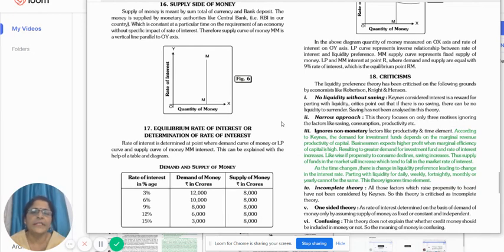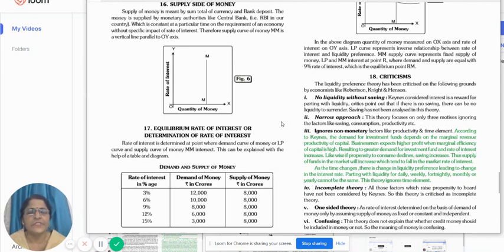According to Keynes, the demand for investment funds depends on the marginal efficiency of capital. A businessman expects higher profit when the marginal efficiency of capital is high, resulting in greater demand for investment funds, and the rate of interest increases. Likewise, if the propensity to consume declines, saving increases. Thus, the supply of funds in the market will increase, which tends to lower the market rate of interest.